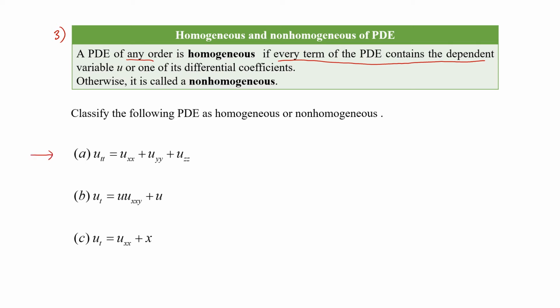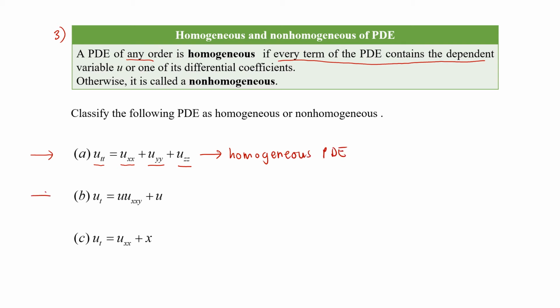Okay, for the first example, we go through every term. The first term is a partial differential coefficient. The second term is also a partial differential coefficient. The third one is a partial differential coefficient, and the fourth one is a partial differential coefficient. So it means that all the terms in the equation contain partial differential coefficients. So this is a homogeneous PDE.